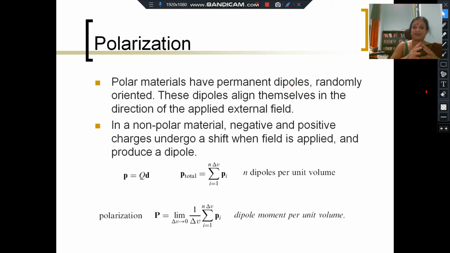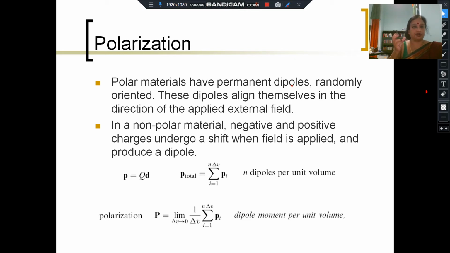Now, there are two kinds of materials. There are polar materials and non-polar materials. Polar materials are materials which already have permanent dipoles. Even when there is no external applied field, there is a permanent dipole. So maybe the molecules are such that because of the bond length and the bond angles, there is an unbalanced charge, there is a plus minus q with a distance of separation, there is an effective dipole.